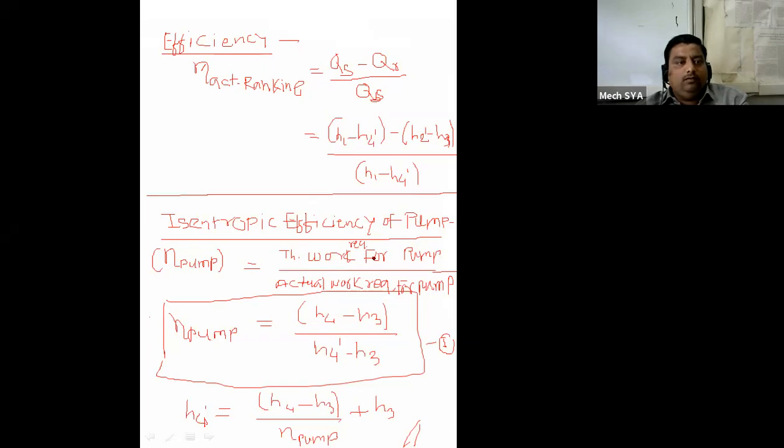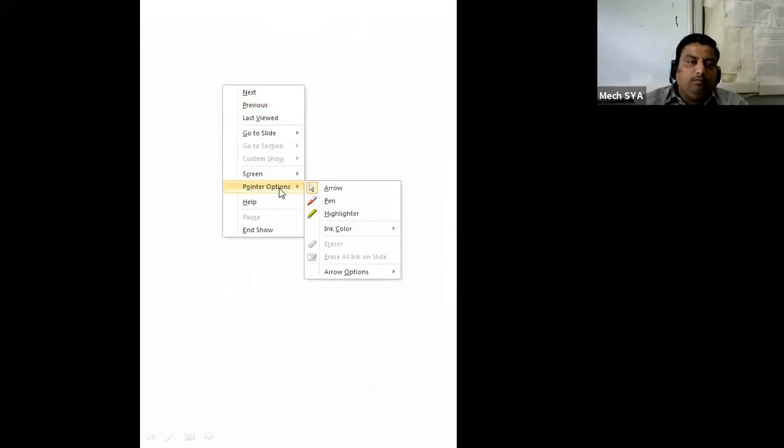Similarly, here also, eta isentropic. Now this is the isentropic process related to the pump. Here also in the turbine. What is turbine now? Eta turbine. Write down isentropic efficiency of turbine.